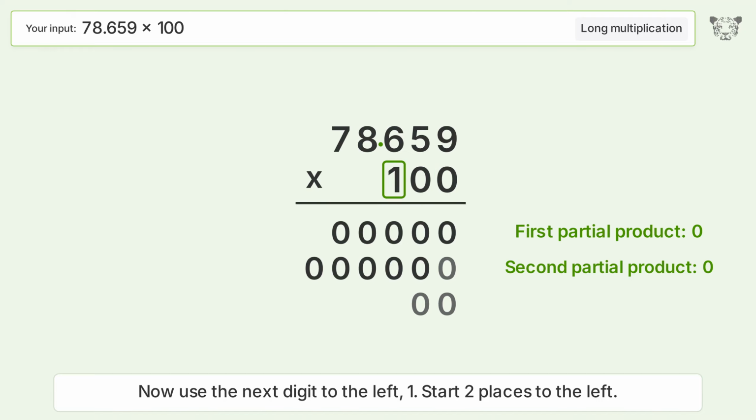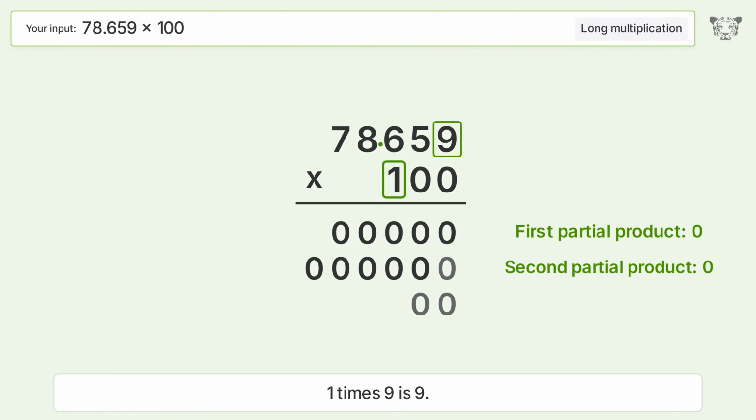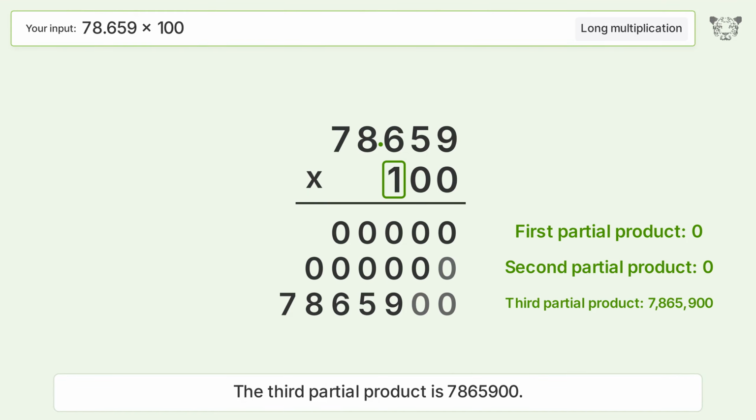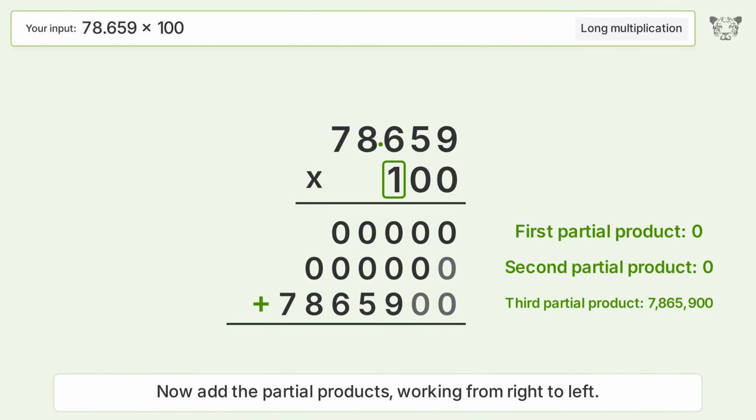Now use the next digit to the left, 1. Start two places to the left. 1 times 9 is 9. 1 times 5 is 5. 1 times 6 is 6. 1 times 8 is 8. 1 times 7 is 7. The third partial product is 7,865,900. Now add the partial products, working from right to left.